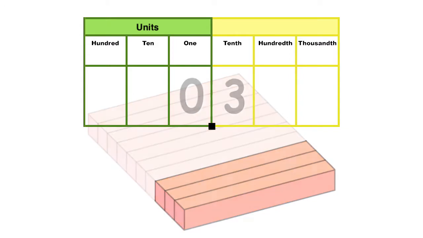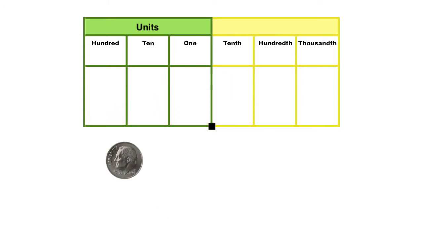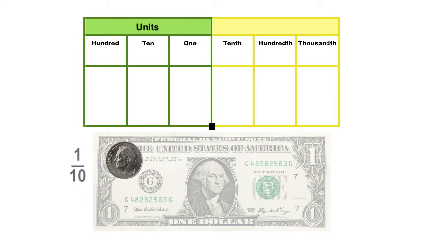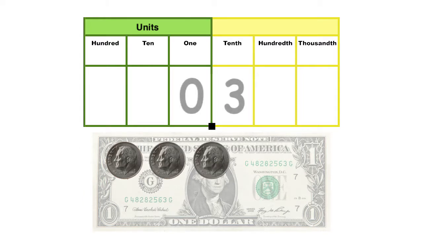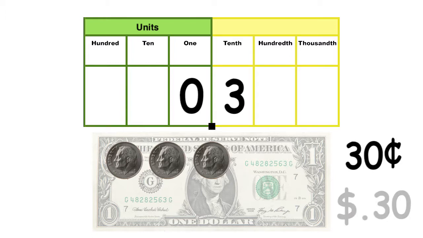We can also apply this to money. A dime is decimal point 1, or 1 over 10 of a dollar. Assuming the dollar to be one whole, we count out 3 tenths. 3 tenths of a dollar is equal to 30 cents and is written as a 30 with a cent sign after it, or a dollar sign with a decimal behind it, and 30.